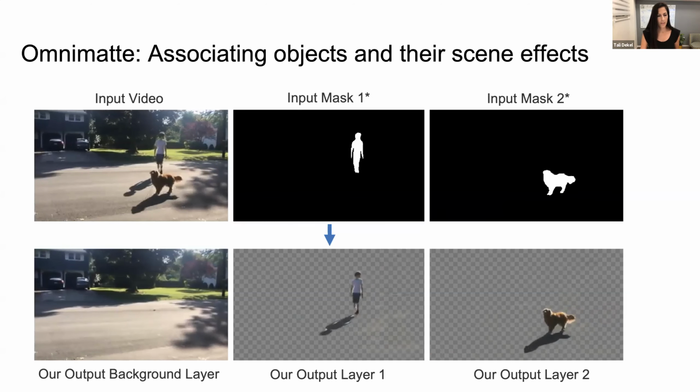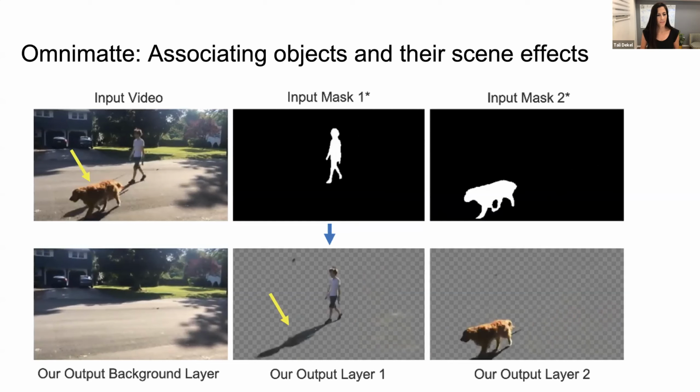A nice thing that you can see about this decomposition is that we actually managed to fill in the shadow of the kid here, although it is occluded by the dog, which is a nice demonstration of the power of the deep image prior property.